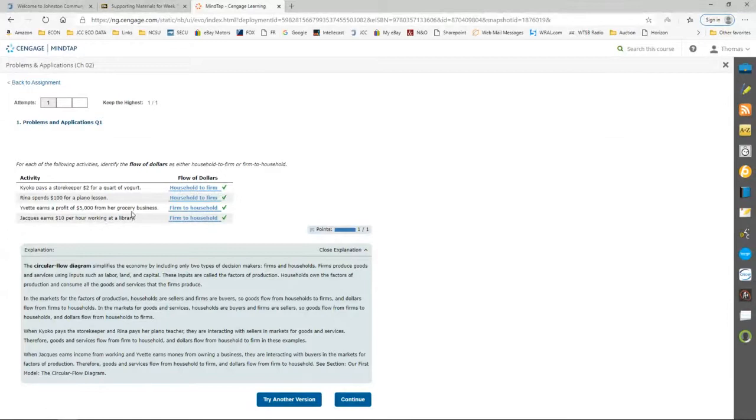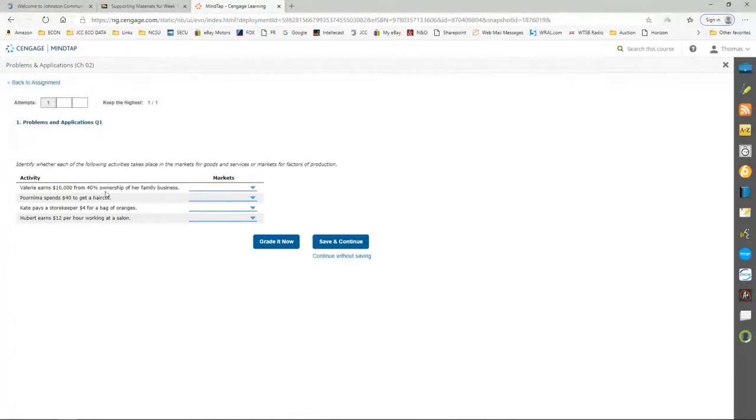And then the last two is firm to household. You can see it here. I'm trying the version. We get 3 attempts. It's coming up with a new one. Earns from ownership and family business. That's purchases of production. We're doing a haircut, excuse me, services. And services, and then factors of production. It's different than the original one. The original one was looking at direction. This actually, as you graded out.